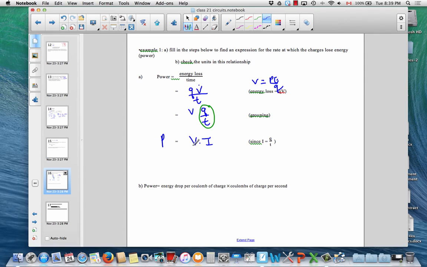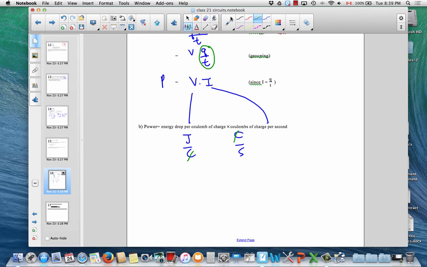We should check the units there just to make sure this is in watts. A voltage is energy per charge, so that's in joules per coulomb. Current is charge over time, coulombs per second. Multiplying those two things together, the coulombs cancel, and we indeed end up with joules per second, which is the definition of a watt, and is therefore a proper unit for electrical power.